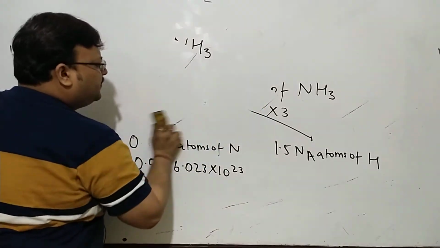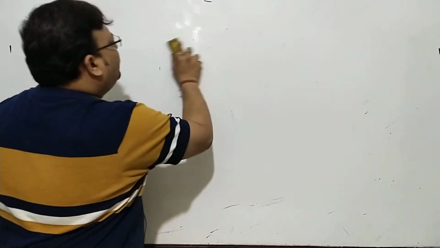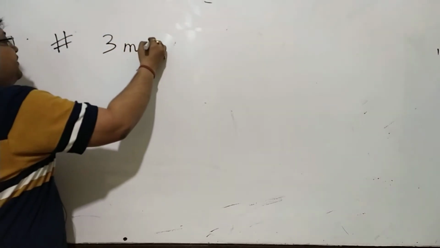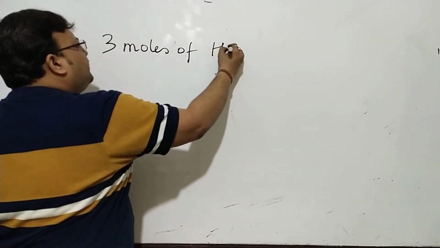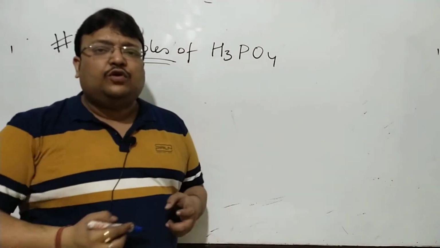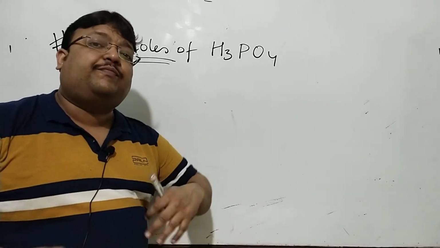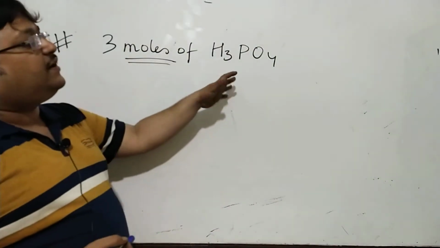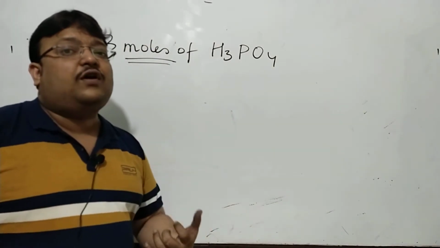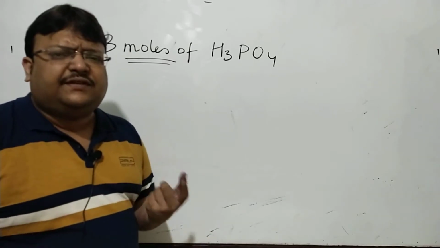Suppose you are given 3 moles of phosphoric acid. Now, when you are given 3 moles of phosphoric acid, then it's simpler. The number of moles is already given. From the weight or volume, we have been finding the number of moles only. Here the number of moles is already given. So when it's the number of moles to begin with, it's even simpler.